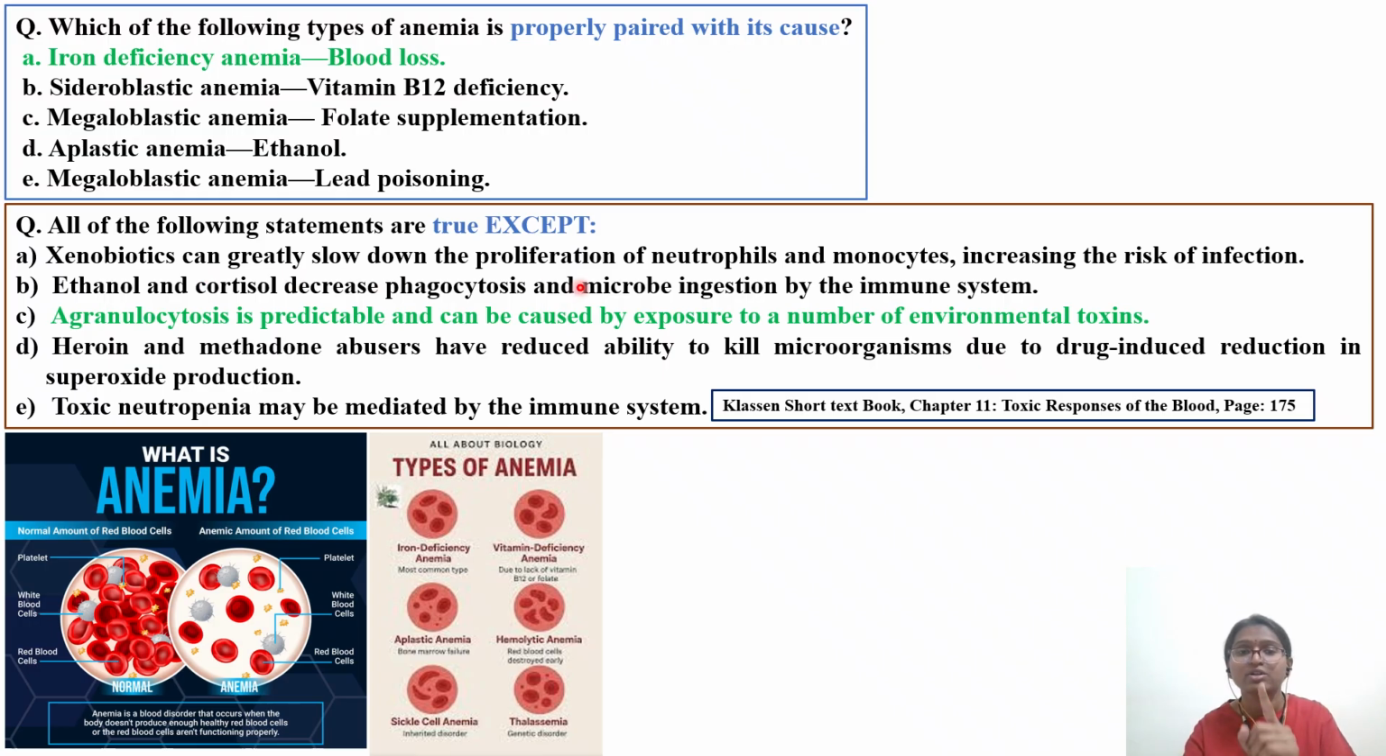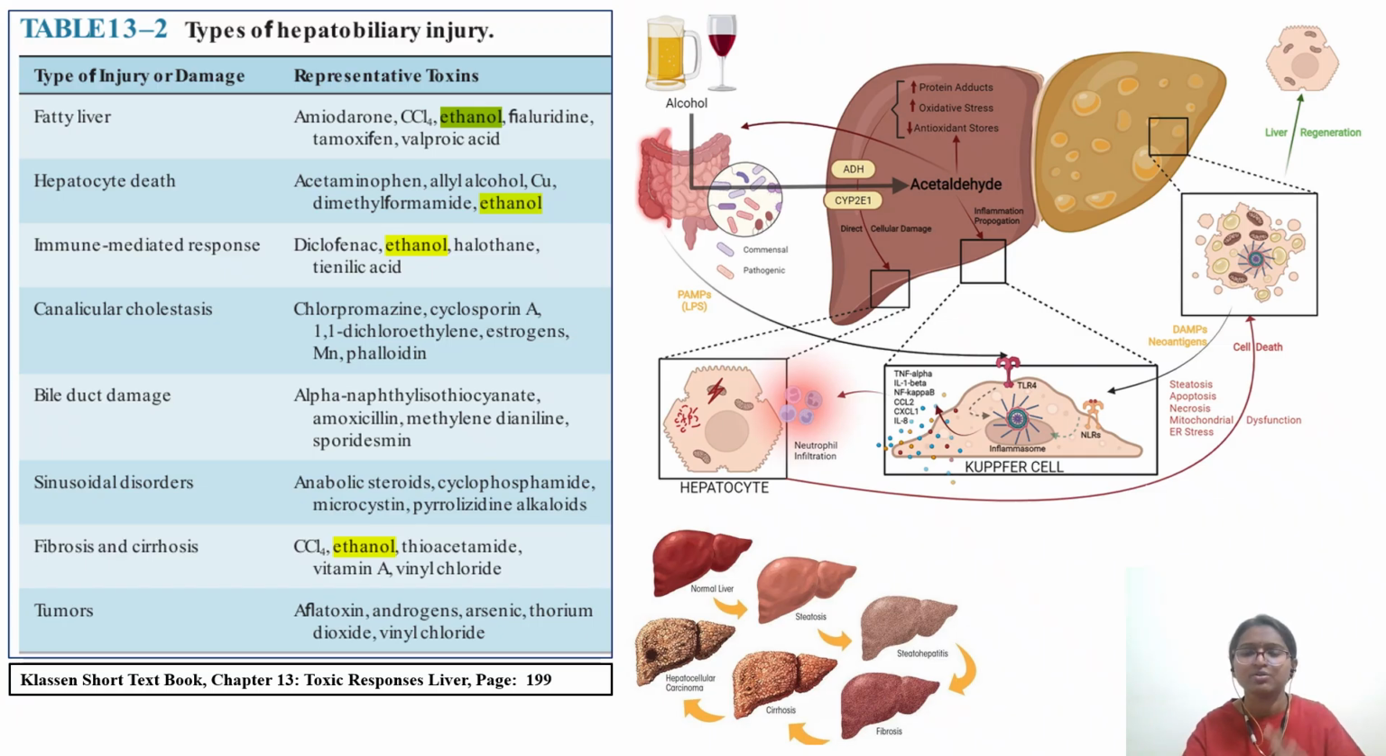Xenobiotics can greatly slow down the proliferation of neutrophils and monocytes and increase the risk of infection. That is, xenobiotics are there to bring the immune system down. That is the definition of xenobiotic. Ethanol and cortisol decrease phagocytosis and microbe injection by the immune system. Heroin and methadone abusers, recreational drugs these are, have a reduced ability to kill, so the immune system in these drug abusers will be less and they are more prone to get infection. Toxic neutropenia may be mediated by the immune system. All the statements are true except this particular green statement. So as I told, read about different types of anemia. One question you might get in your exam.